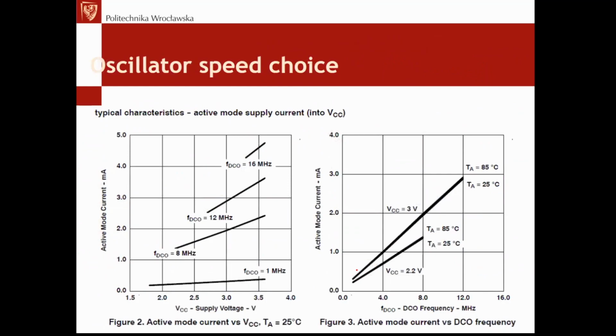Then the second interesting thing is the oscillator speed choice. Would it be better in general to process shorter at a higher clock rate or slower at a lower clock rate? Because a lower clock rate means smaller current consumption. Here we have an example of the active mode current: at 1 megahertz the current is about 0.4 milliamps, let's say, and at 16 megahertz the current is about 4.5 milliamps, something like this.